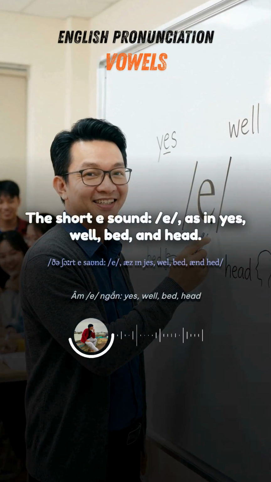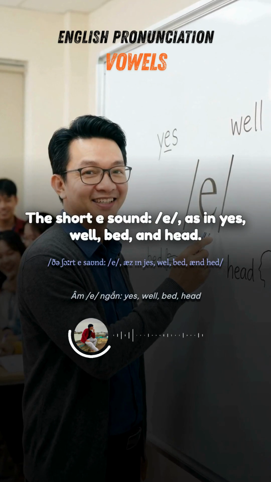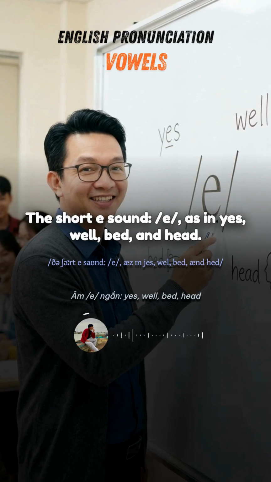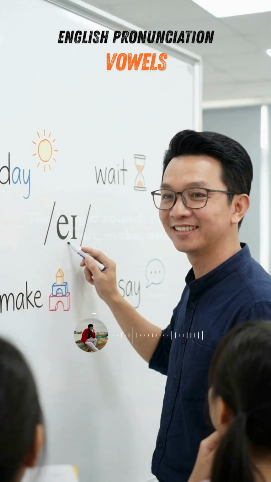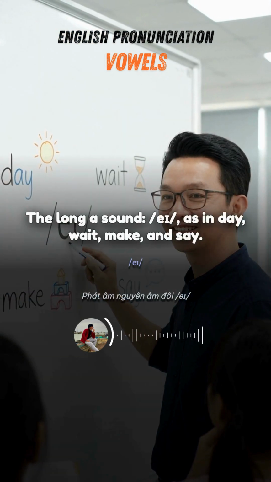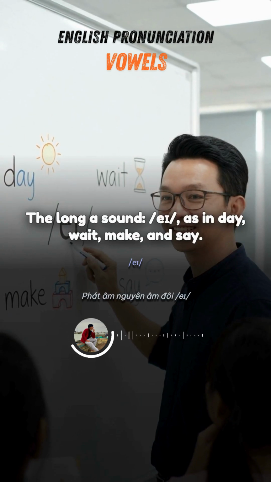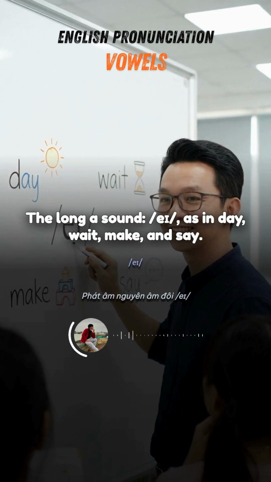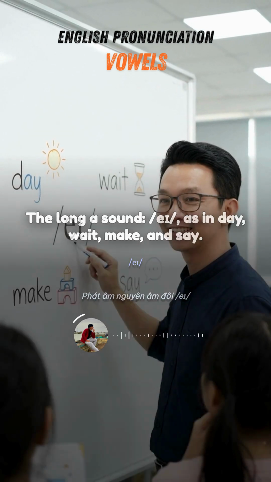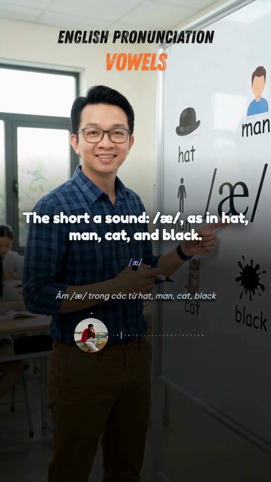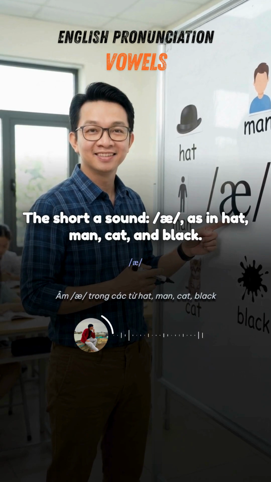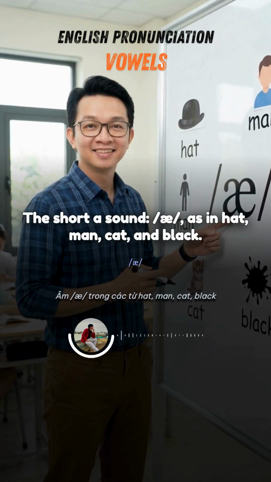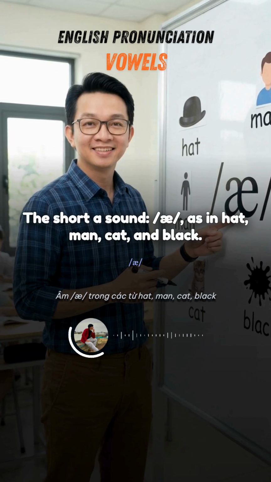The short E sound, as in yes, well, bed, and head. The long A sound, as in day, wait, make, and say. The short A sound, as in hat, man, cat, and black.